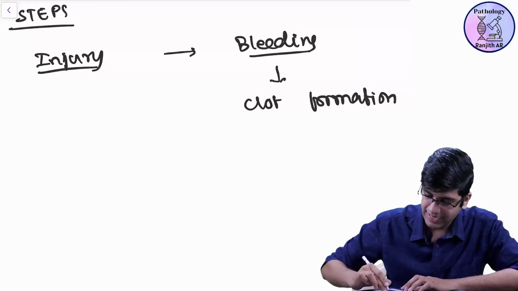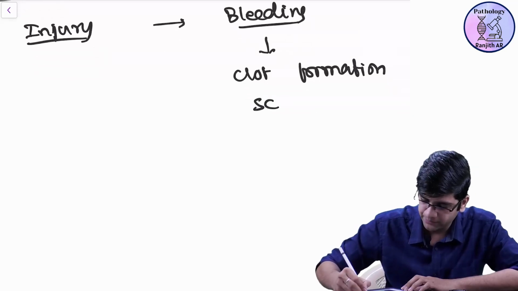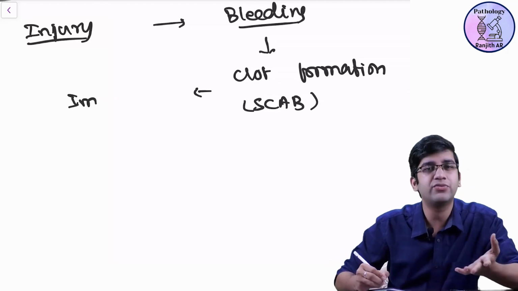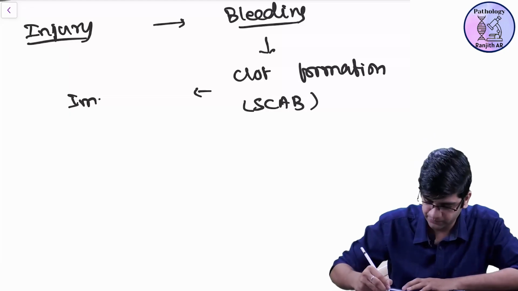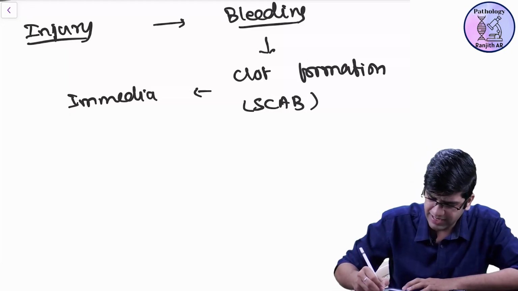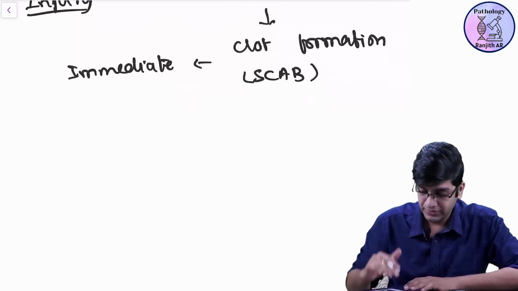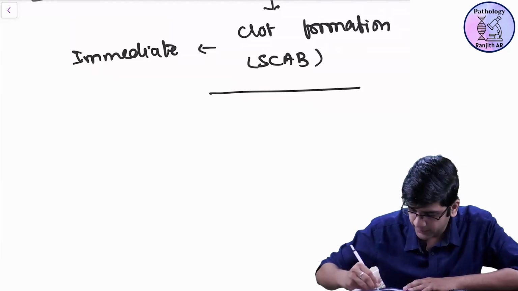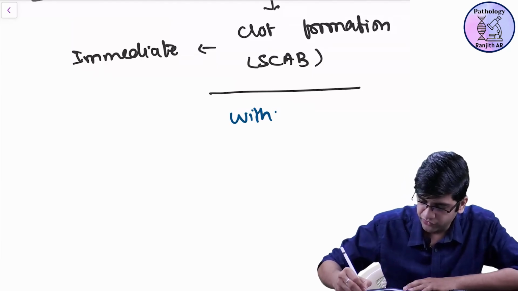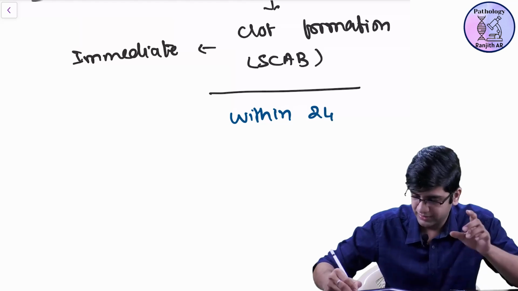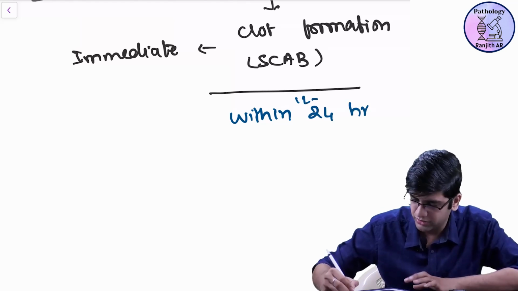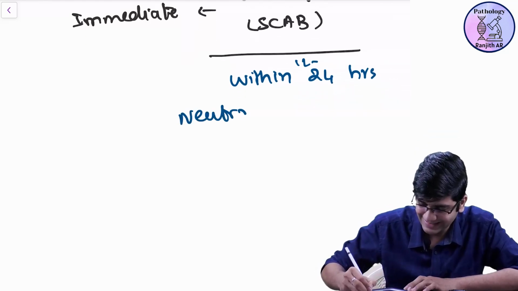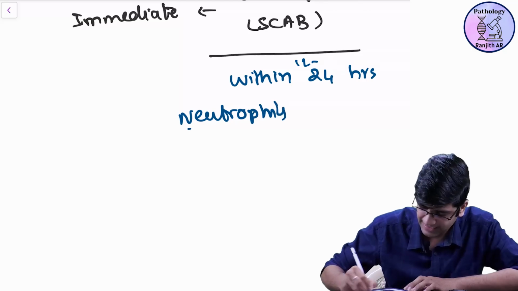Once a clot is formed, I'm going to call this clot a scab. Scab almost forms immediately. 3 to 5 minutes, that's what I'm going to put as immediate. I'll have an immediate scab formation. In the scab, what happens then is my next step comes. Within 24 hours, the initial 12 to 24 hours to be specific, I'm going to have neutrophils completely entering the scab.